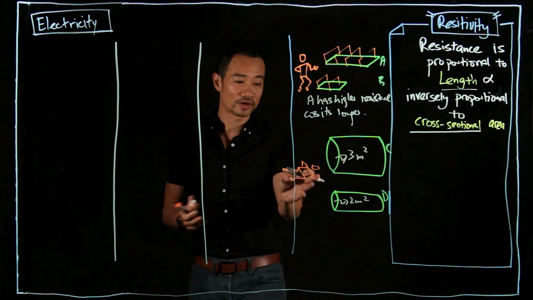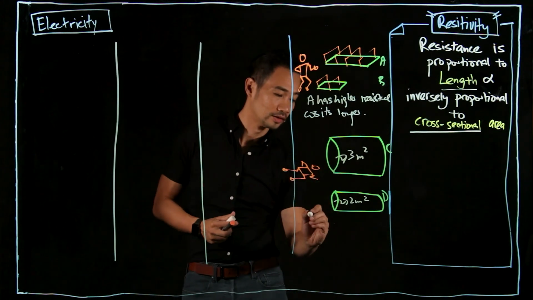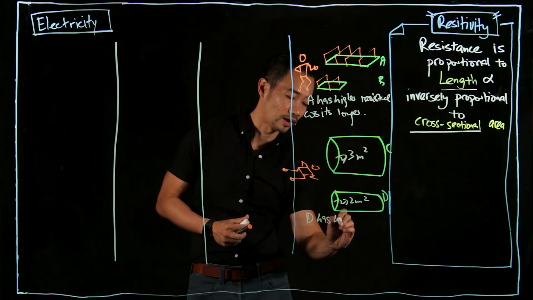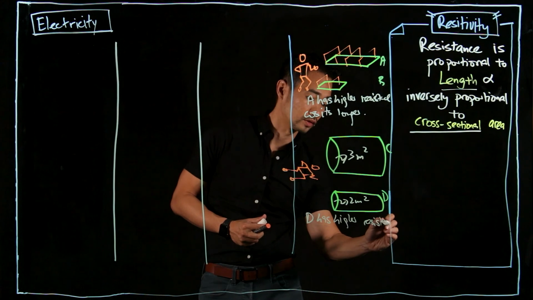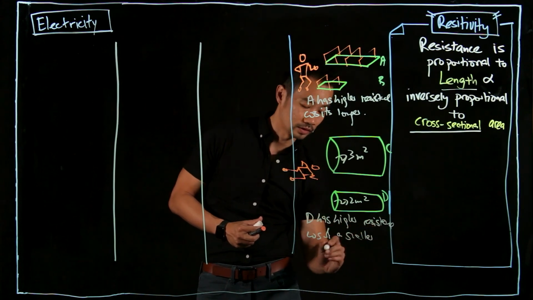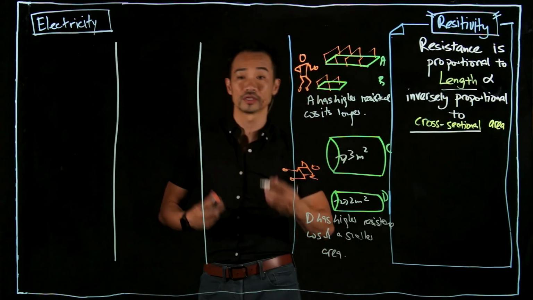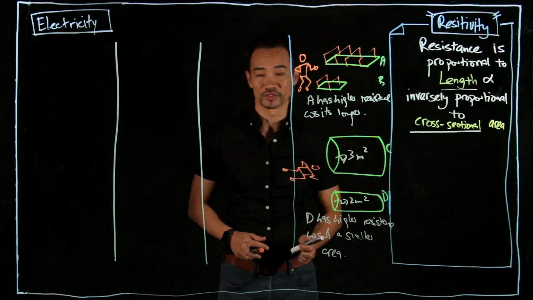D, maybe halfway, if he's a bit too overweight, he might be stuck. So we say that D has higher resistance because of a smaller area, which leads to a smaller space. So these are the 2 main concepts about resistivity.